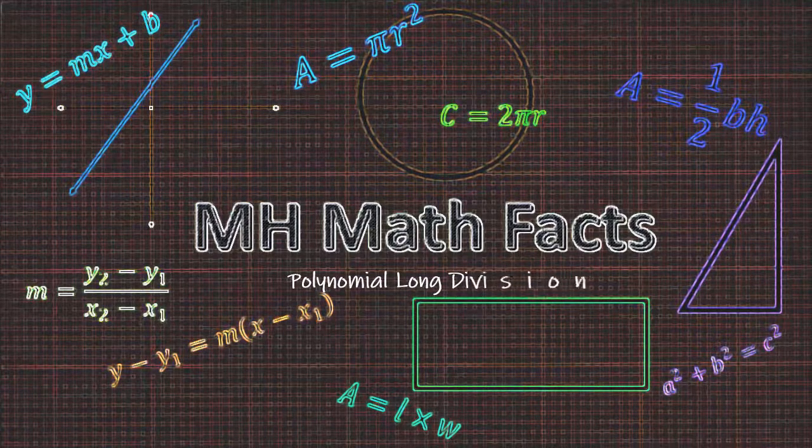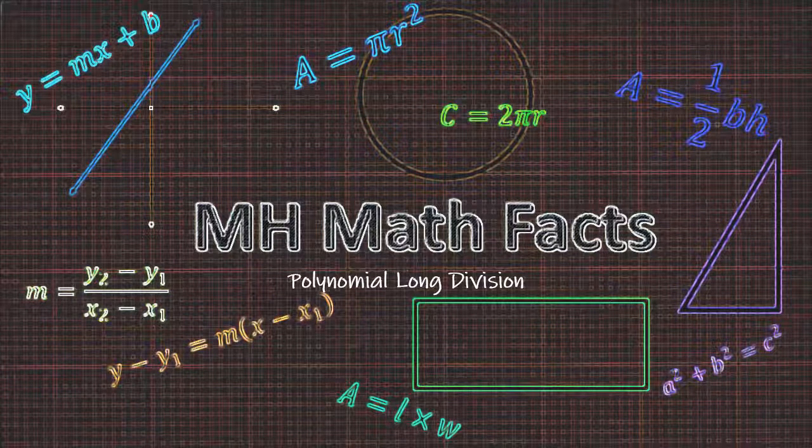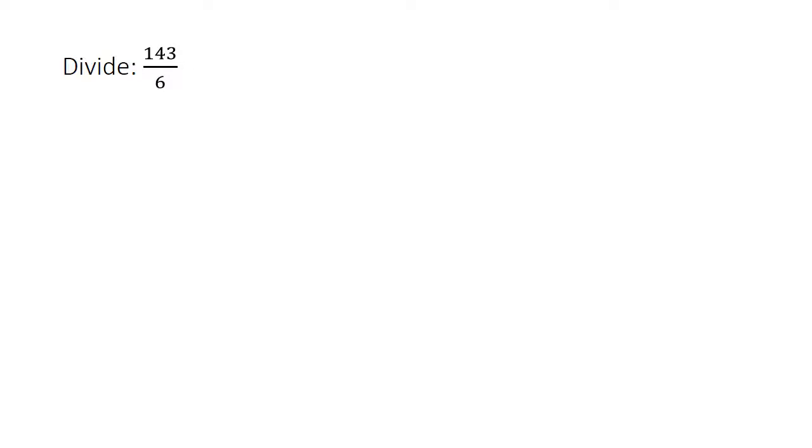Today we're going to talk about polynomial long division. To start out, let's review just regular long division and just a few key terms that are really important. So when we're dividing, the number that we are dividing by, in this case this 6, is called the divisor. The number that we are dividing is called the dividend.